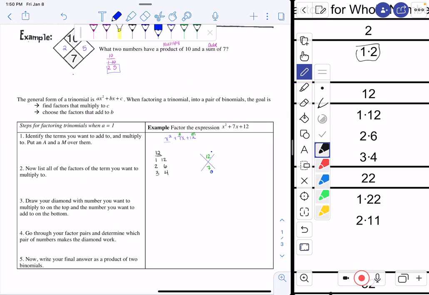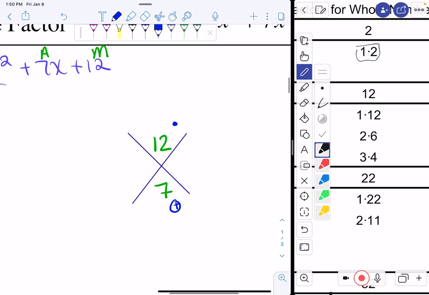We put the number on top, the number on the bottom. Number 4, go through your factor pairs. Determine which pair of numbers makes the diamond work. So I'm going to put my 1 and 12 in.